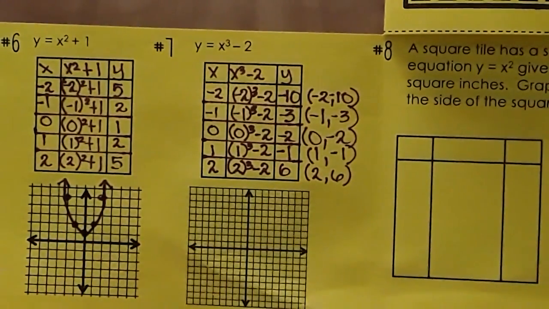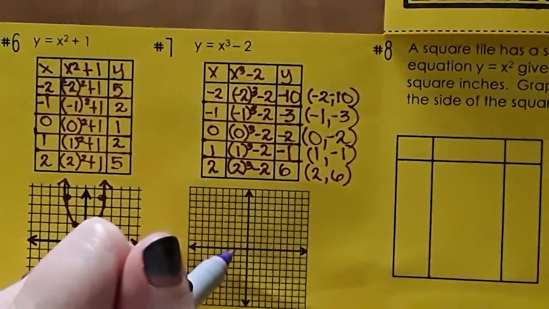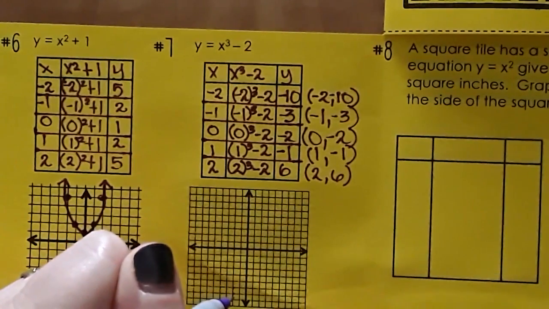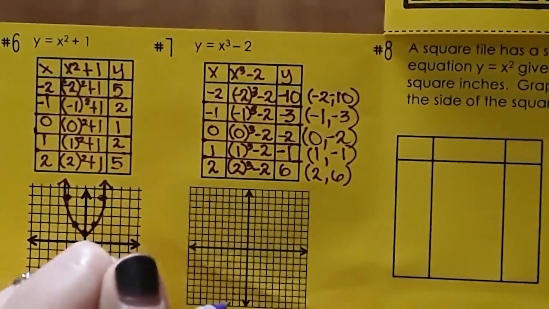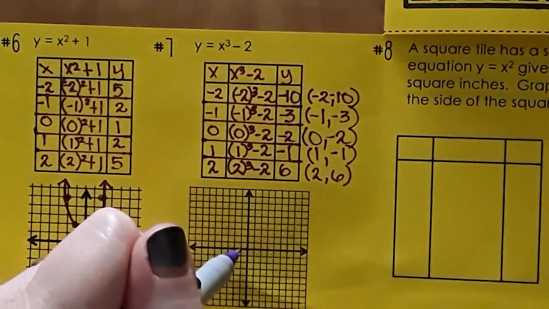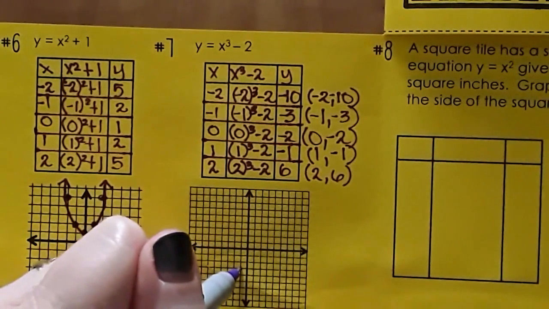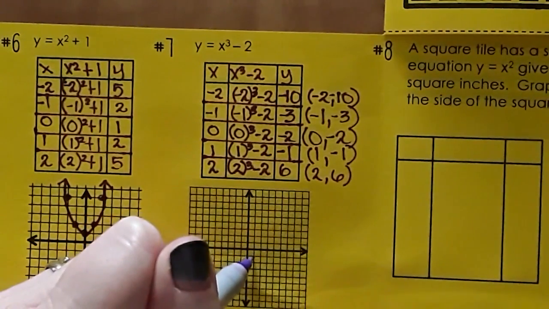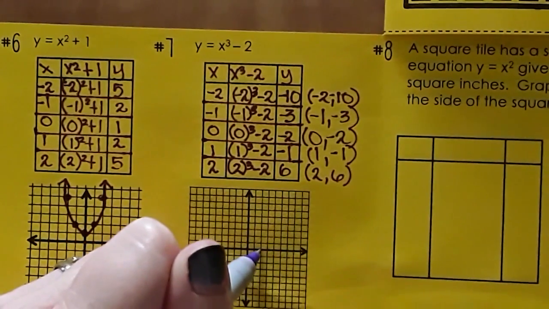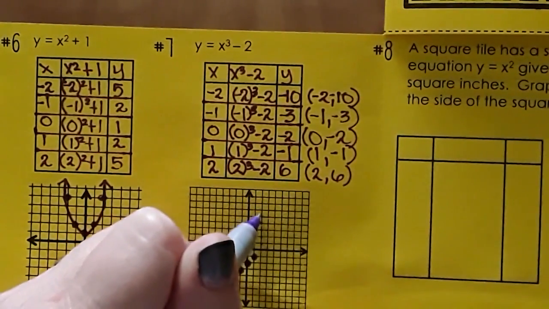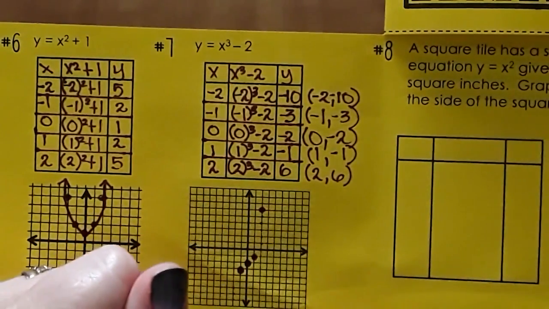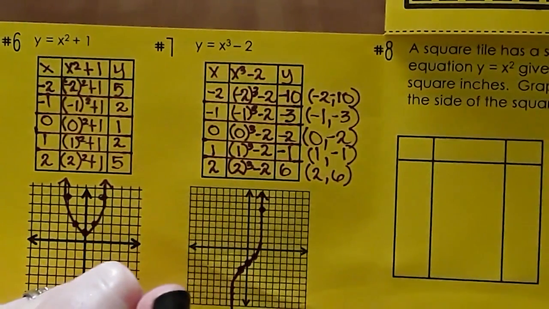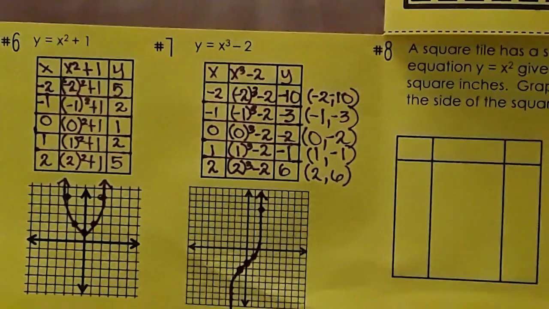All right, let's start out by graphing. We have negative 2 and then down 10. So 1, 2, 3, 4, 5, 6, 7, 8, 9, and we don't have a 10, so we're just going to put our point here. The next one is a negative 1, negative 3, negative 1, 1, 2, 3. 0, negative 2. 1, negative 1, and 2, 6. 1, 2, 3, 4, 5, 6. Notice it's going to make sort of a squiggly line, or what I said, a snake on the graph. All right?